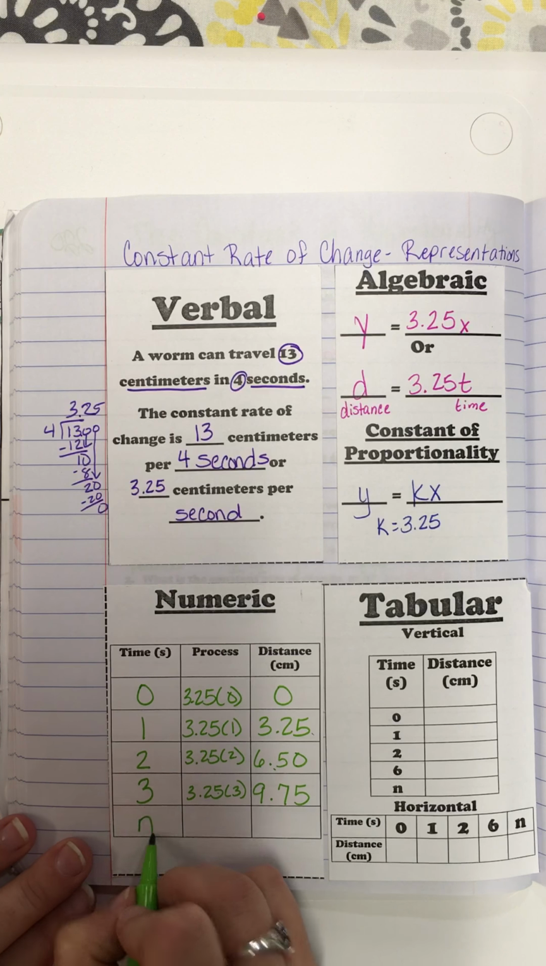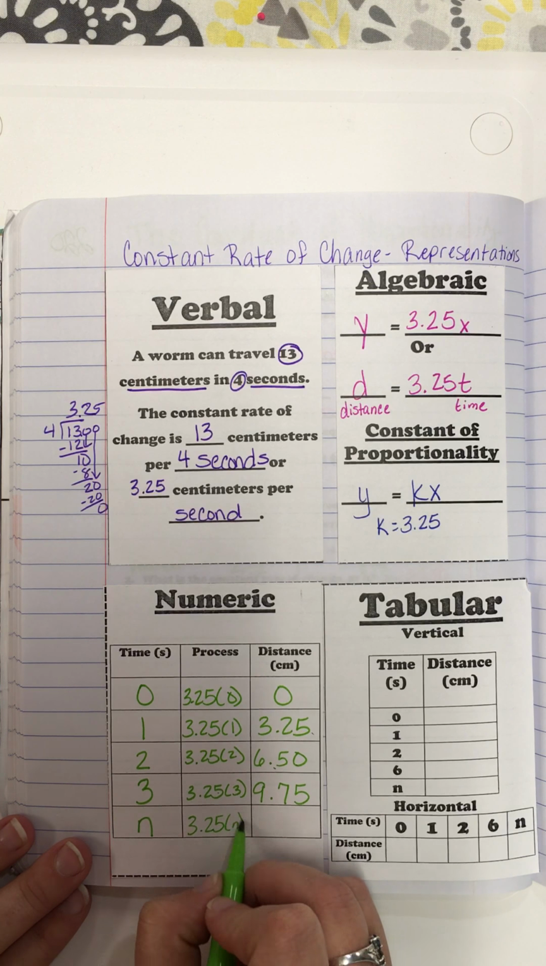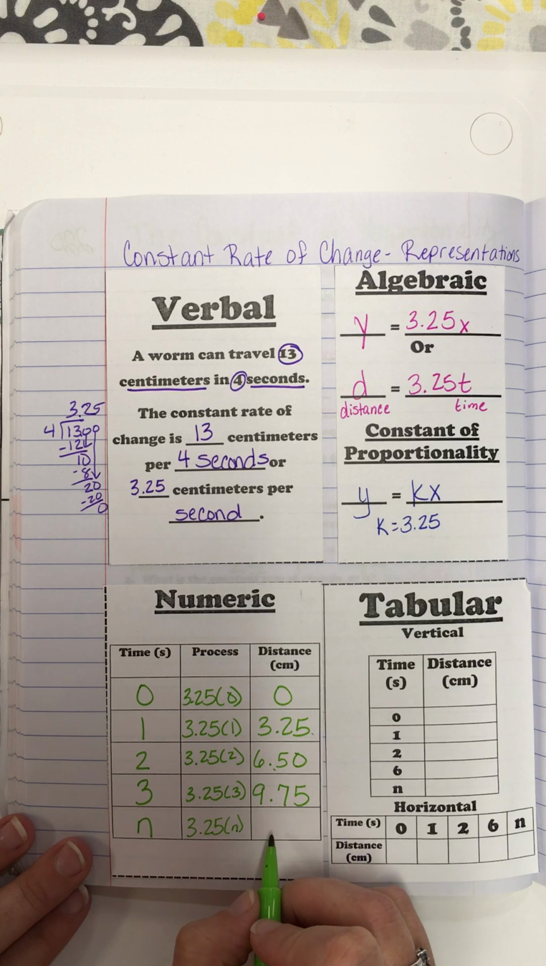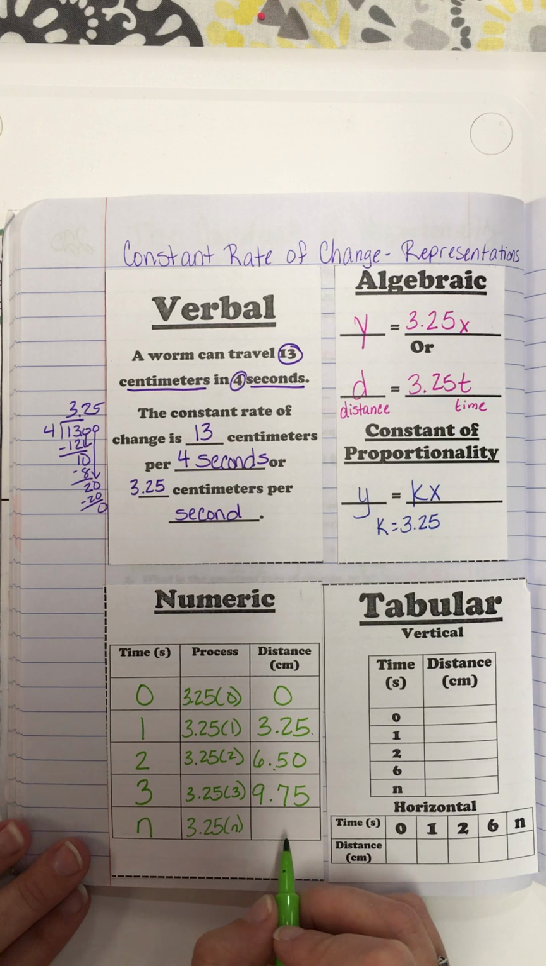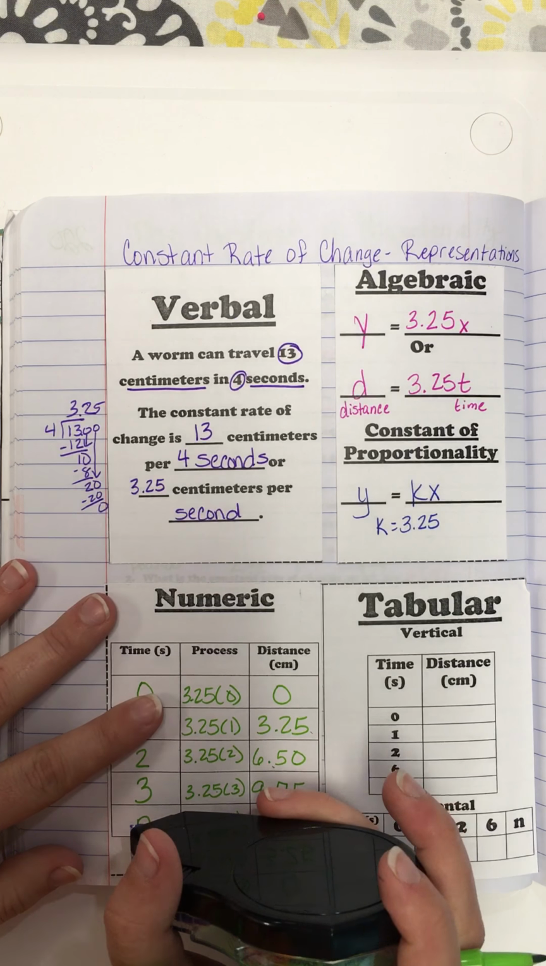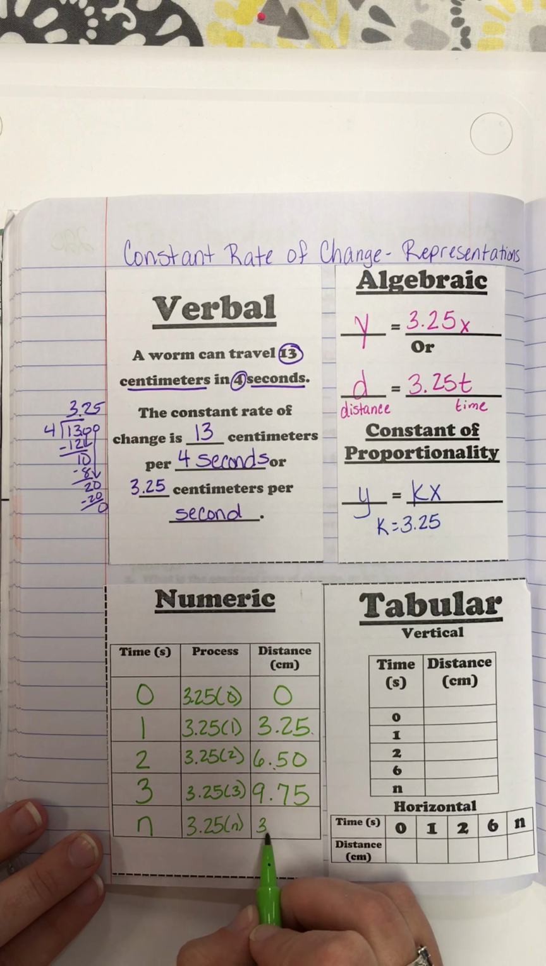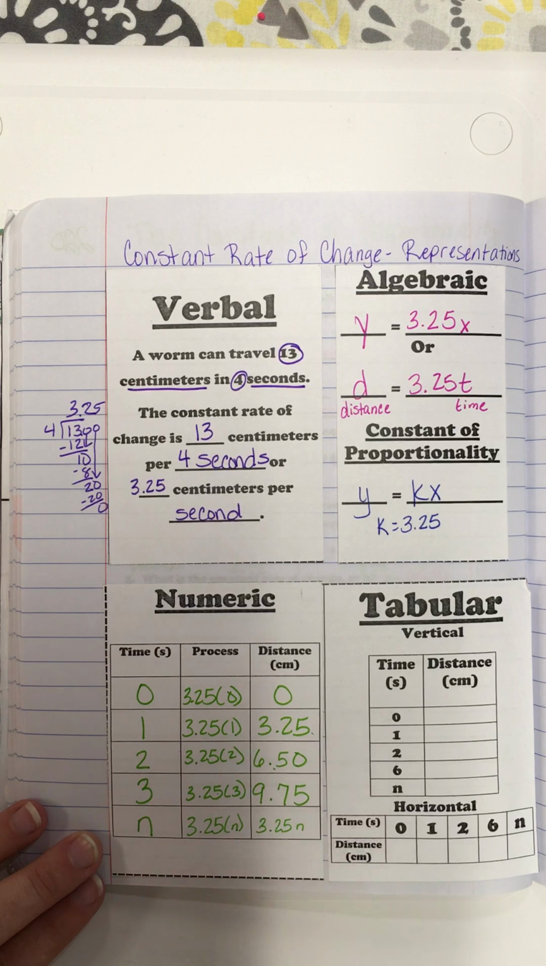So generically, for any number, it's going to be 3.25 times that n, which is the generic number, and it's going to give me the distance in centimeters. So if we wanted to make this our variables, our seconds and centimeters, then we would say seconds would equal centimeters, but we'll just put 3.25 in. Okay?